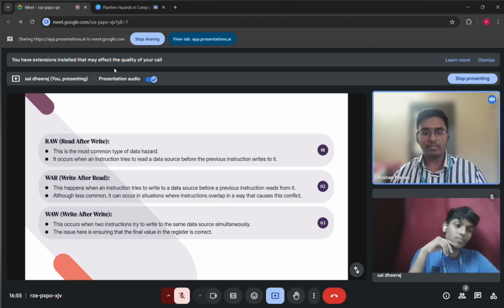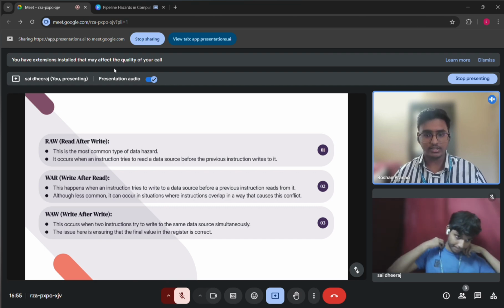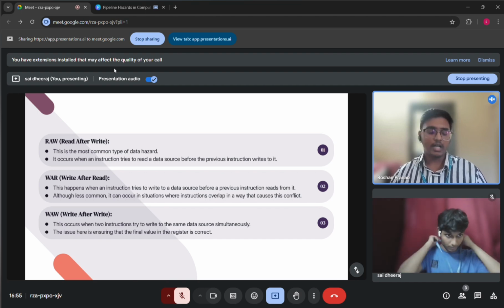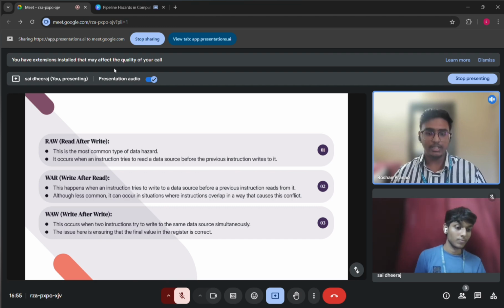So, in order to have a deep knowledge about it, let us consider a scenario where instruction A is writing to a register, and along with it, instruction B wants to read from the same register. So, in this situation, instruction B must wait until instruction A completes its write operation. So, here comes a delay.